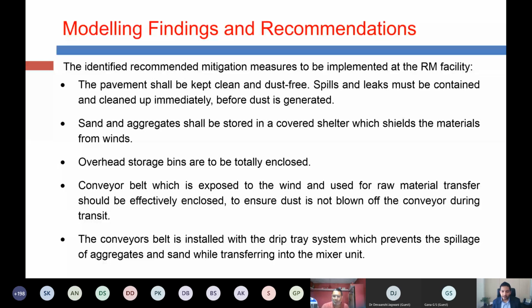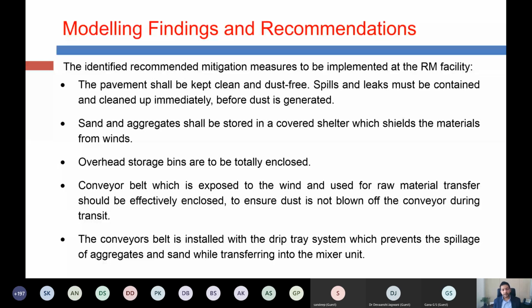The sand and aggregate storage area that was open earlier, we had asked them to cover this, and to ensure that it is covered from the side where the predominant wind direction is considered while covering this area. The overhead storage bins were also asked to be completely enclosed.